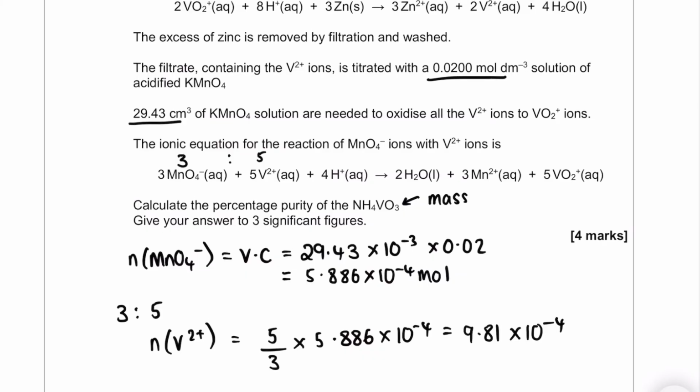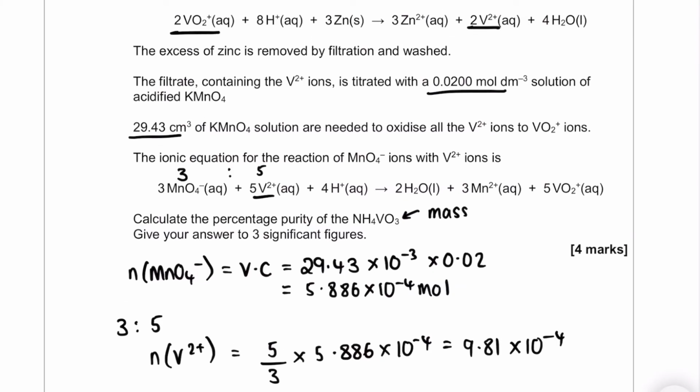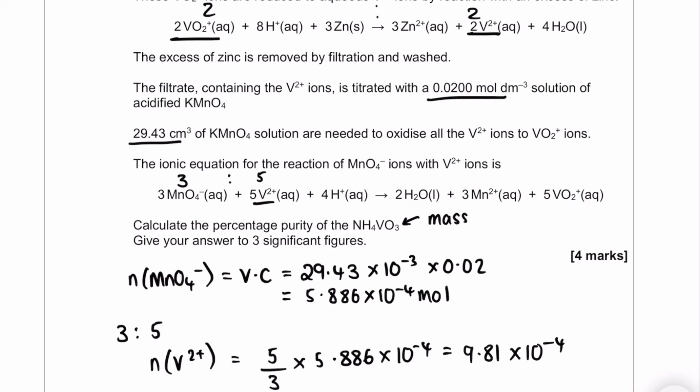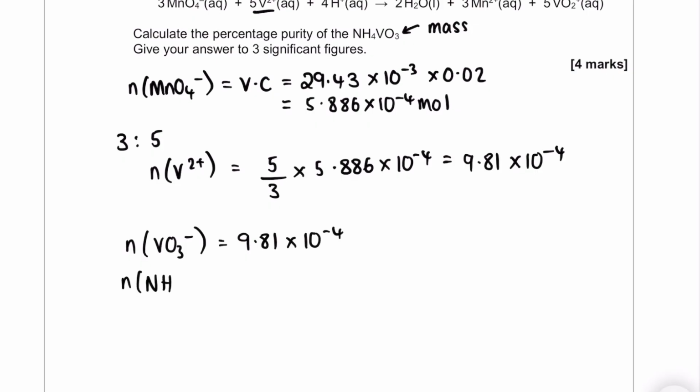Now, it shows you that the V2+ came from the VO2+, and that is in a 2:2 ratio or 1:1. And it says that all the VO3- are converted to VO2+, and that's 1:1. So this is also the number of moles of VO3-, because they all came from that place, which is the number of moles of ammonium vanadate as well, because there's 1 VO3- in an ammonium vanadate.